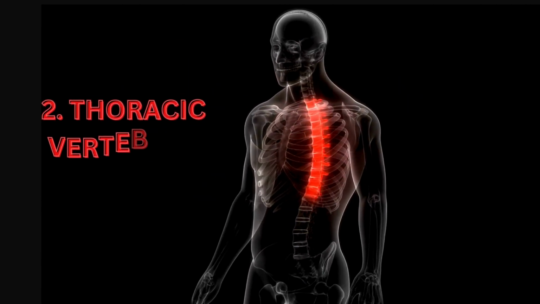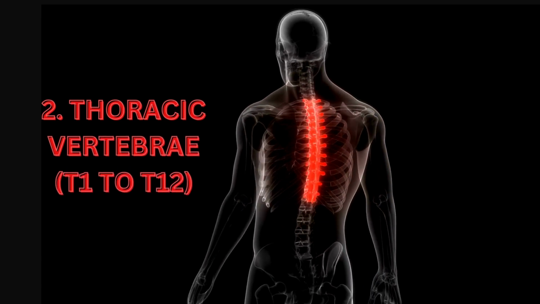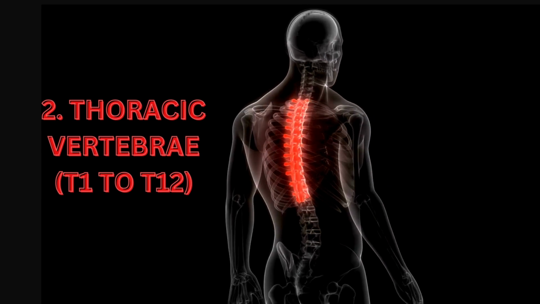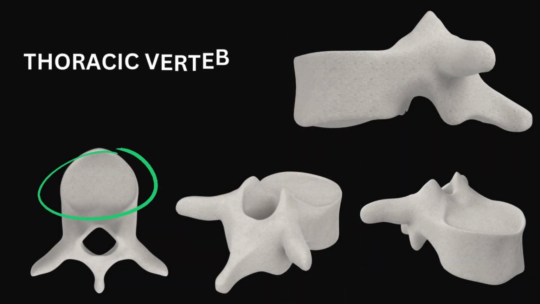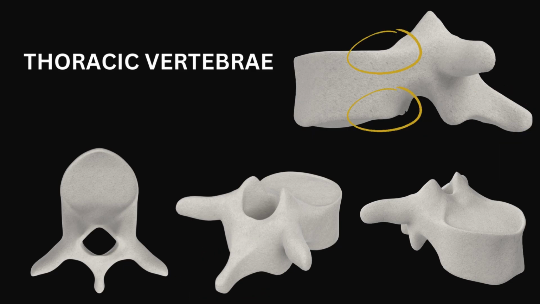2. Thoracic vertebrae, T1 to T12. These vertebrae are associated with the ribs and form the upper and mid-back. Each thoracic vertebra has a vertebral body and processes for articulating with the ribs. Spinous processes point downward, and the facets on the transverse processes articulate with the tubercles of the ribs.